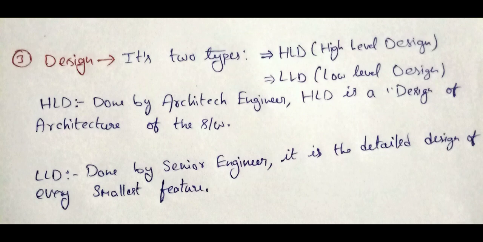For example, there is a building. In that building, how many bedrooms we need, what is the architecture of the building. This type of study is called a design of architecture of the software. And the second type is LLD. It is done by the senior engineer. It is a detailed design of every smallest feature of the software. Okay.